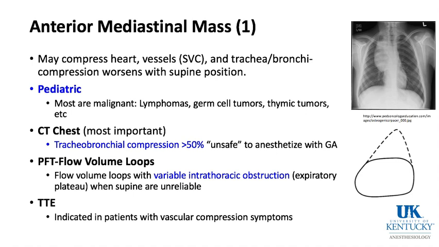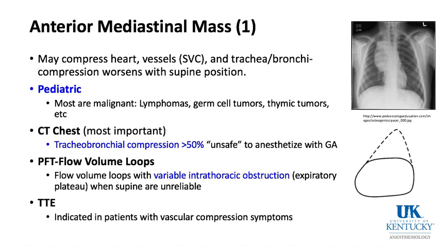In kids, most of these tumors are malignant; lymphomas, germ cell tumors, and thymic tumors are examples. When a CT of the chest is done and you look at it, if you see tracheal bronchial compression greater than 50%, that's considered really dangerous, unsafe to anesthetize with general anesthesia.